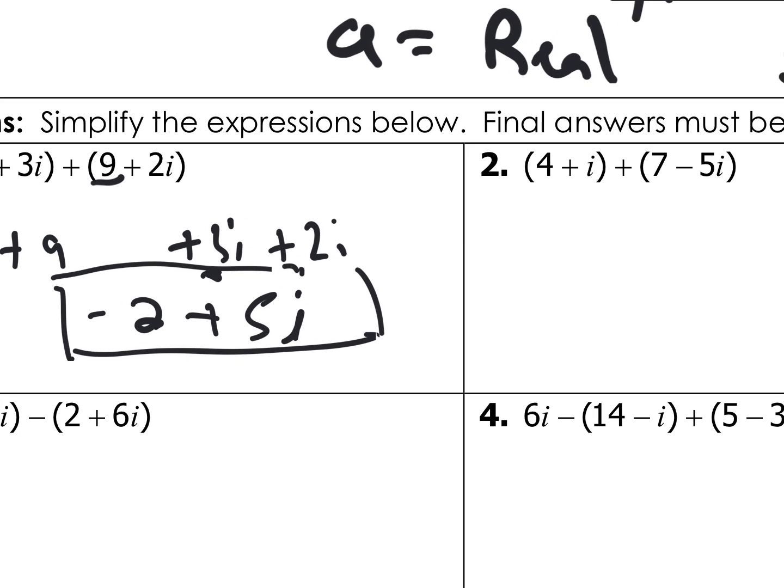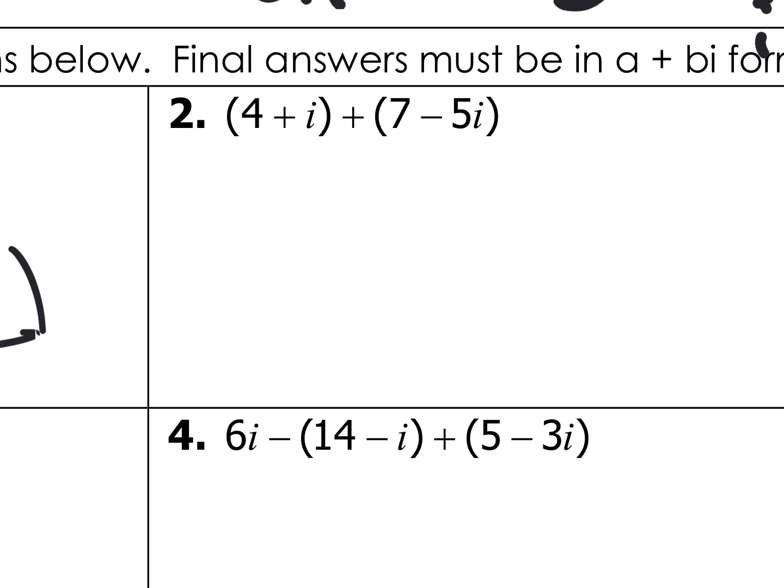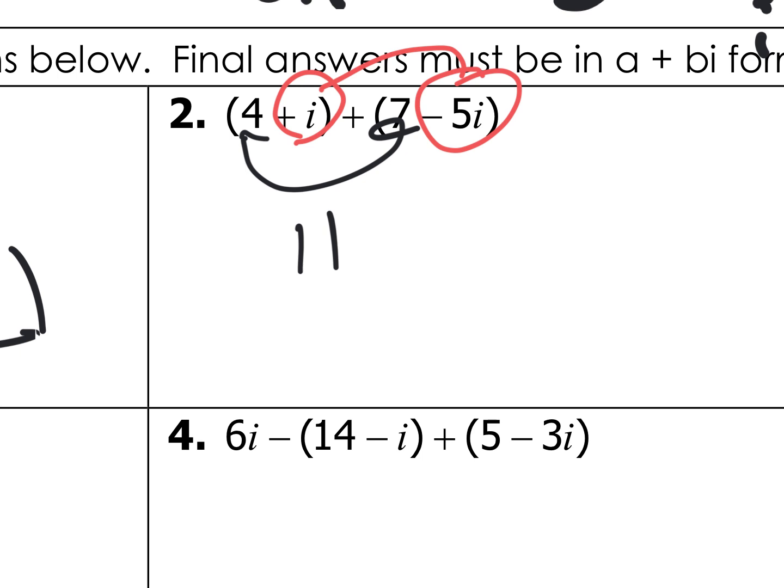So let's do another one here. It's the same thing. Would you agree that the 4 and the 7 must be combined? That's 11. And then help me out with this plus i minus 5i. What would happen with those?